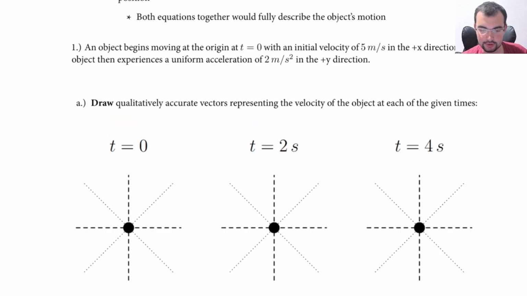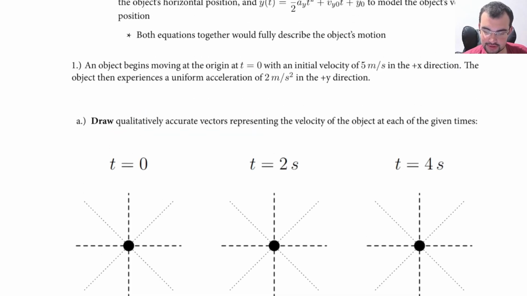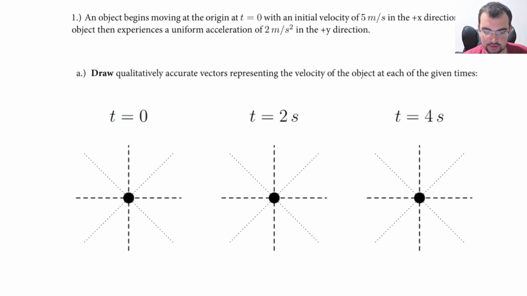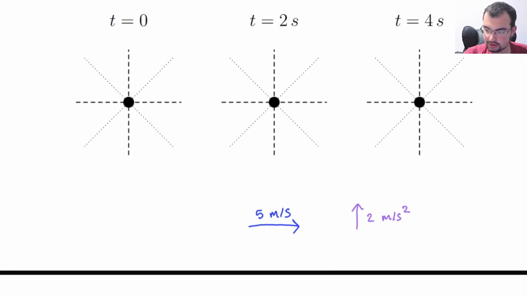So, the first thing we want to do is draw the object's velocity at each of the given times. So we have t equals 0, t equals 2 seconds, and t equals 4. Well, t equals 0 is easy because it's only moving in the x direction. Then, a little bit later, it'll still be moving that much in the x direction, but since it's accelerating in the y direction, we sort of have the horizontal plus the vertical, so it's going to be up and to the right. It is getting longer, although we can't show that here.